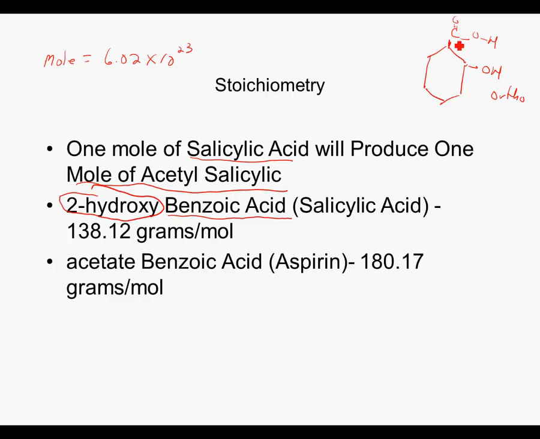Another way of doing that, we can number the ring 1, 2, and say this OH group, called a hydroxy group, was on the second position on the benzene ring with the carboxylic acid functional group on the top. So that's where the technical name comes from. We know its molar mass is 138.12 grams per mole.